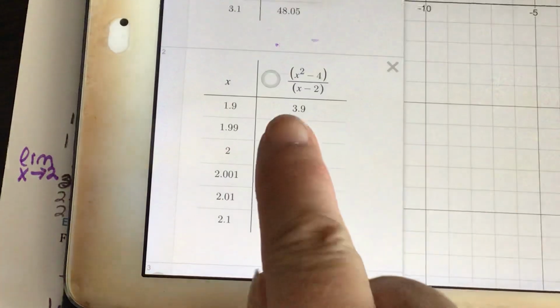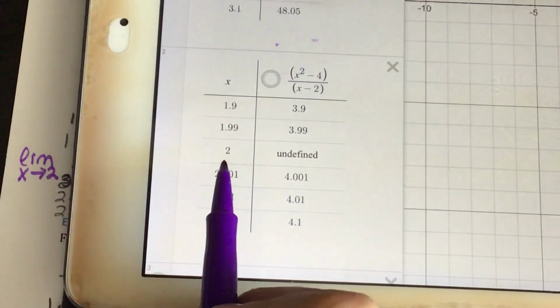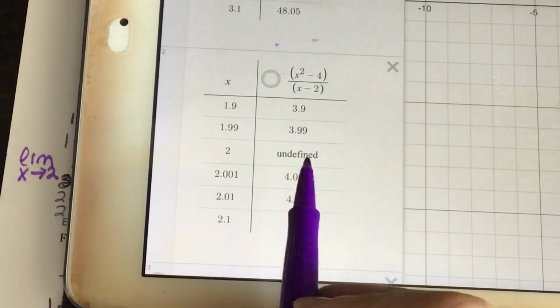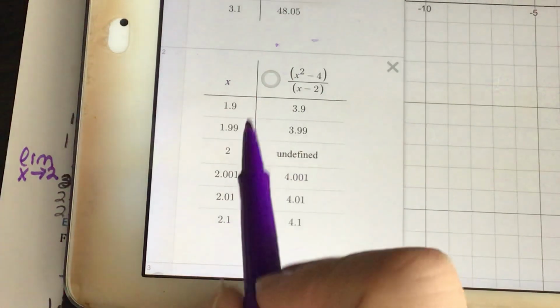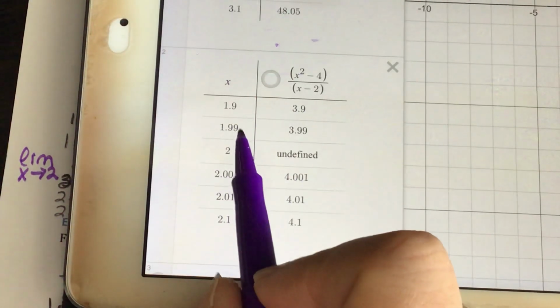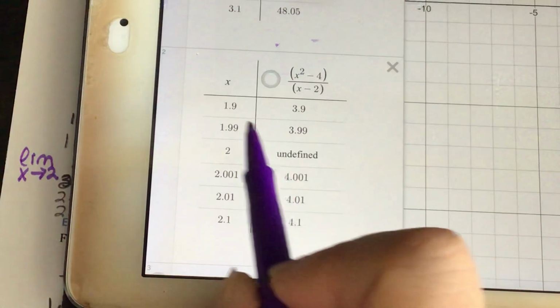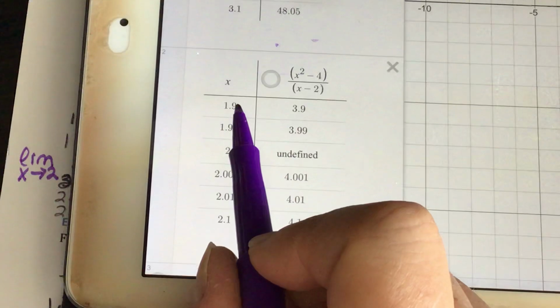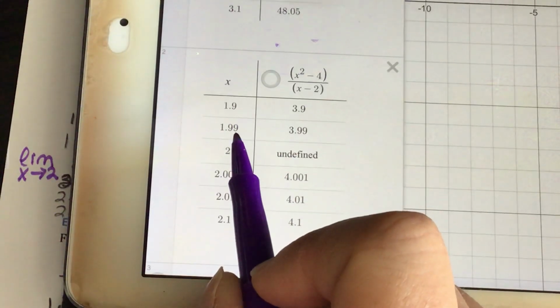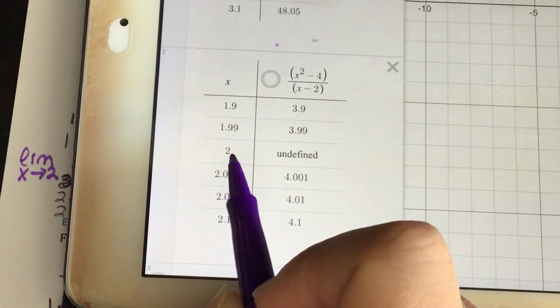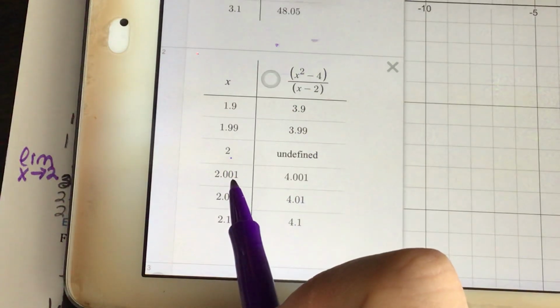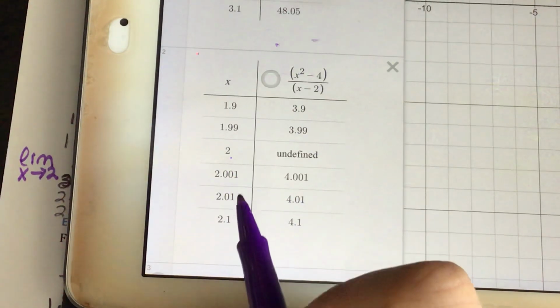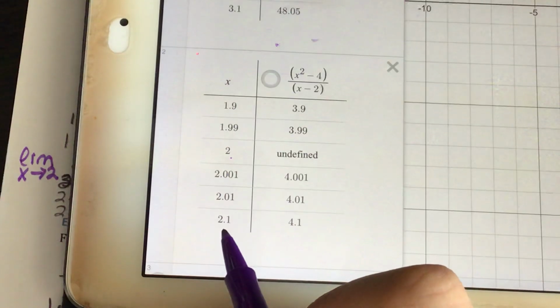But in this one, we just said before, if we plug in 2, we get undefined. But what's happening to those numbers that are very close to 2? And if I look here and I put numbers starting here at 1.9, 1.99, I'm getting close to 2. And then a little bit more than 2, 2.001, 2.01, 2.1.